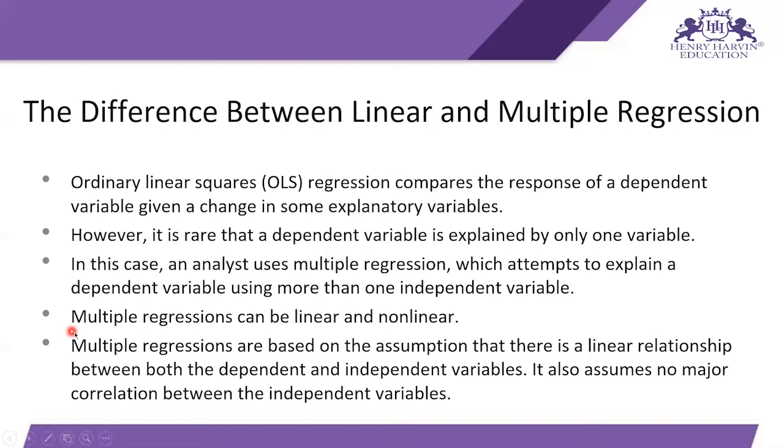Next, multiple regressions can be linear and non-linear. Multiple regressions are based on the assumption that there is a linear relationship between both the dependent and independent variables. It also assumes no major correlation between the independent variables. So it also assumes that there is no correlation between the features of all the independent variables. And that's all about the difference between linear and multiple regression.